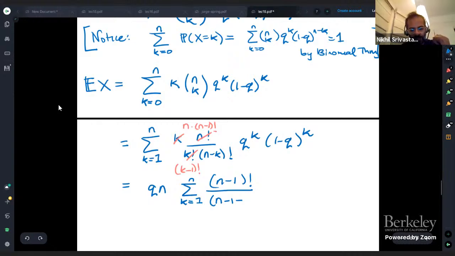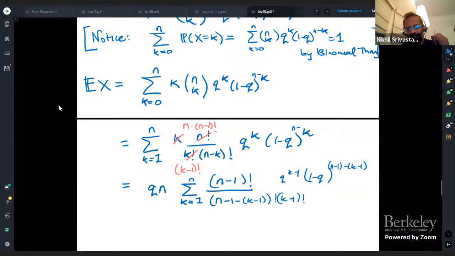Okay, so we go from k equals 1 to n. You get n minus 1 minus k minus 1 factorial times k minus 1 factorial, q to the k minus 1, 1 minus q to the n minus k. And now you have n minus 1 minus k minus 1. And this is another copy of the binomial theorem. So all this stuff is just 1. So you get qn.